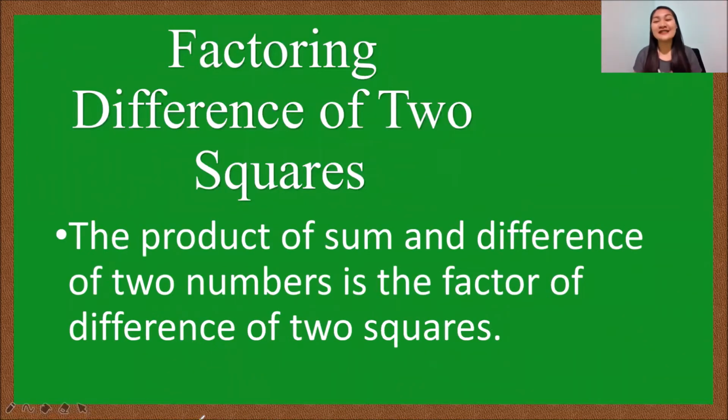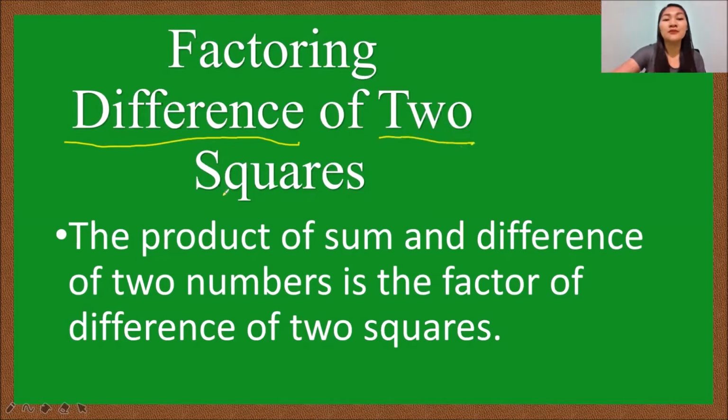The product of the sum and difference of two numbers is the factor of a difference of two squares. So take note of the word difference. It means that the operation is subtraction. And then the given two terms are perfect squares.